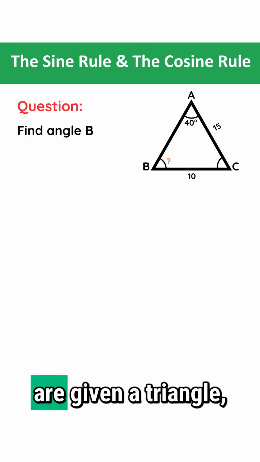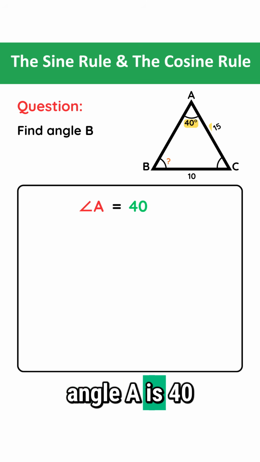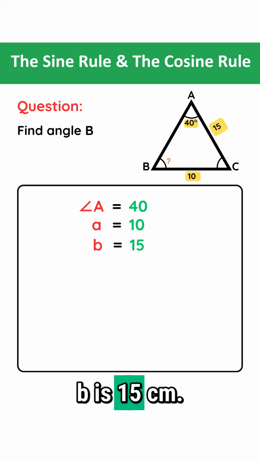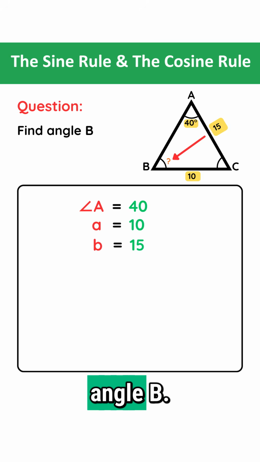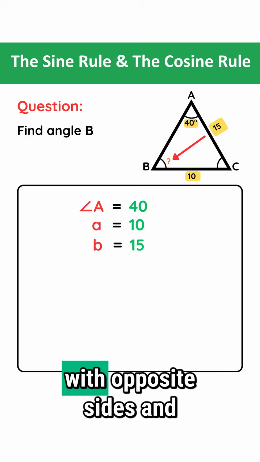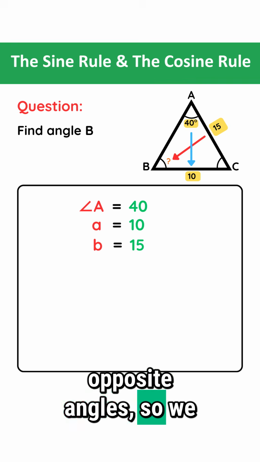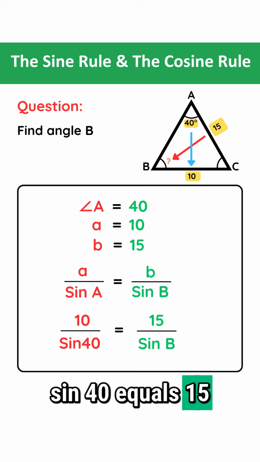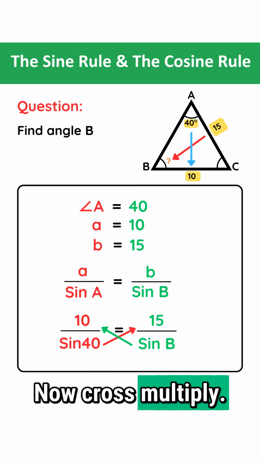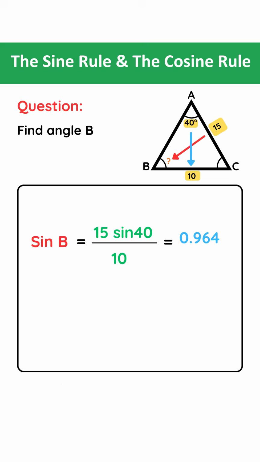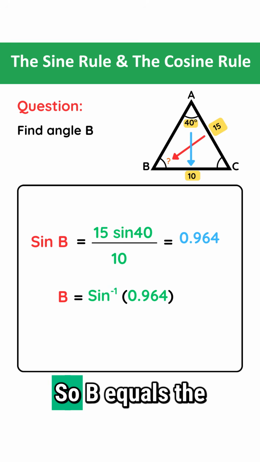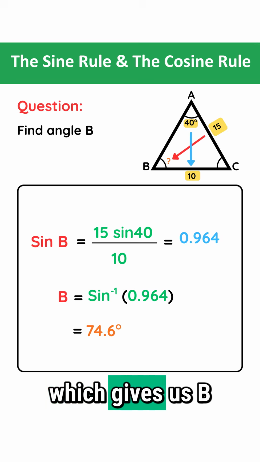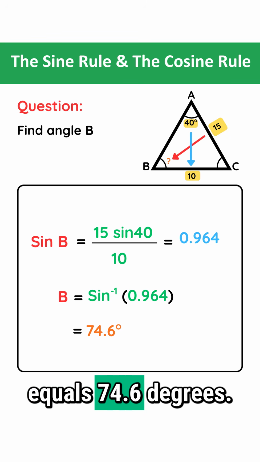In this question, we are given a triangle. Angle A is 40 degrees, side A is 10 cm and side B is 15 cm. We need to find angle B. Notice we are dealing with opposite sides and opposite angles, so we use the sine rule. We write 10 over sine 40 equals 15 over sine B. Now cross multiply. Gives sine B equals 0.964. So B equals the inverse sine of 0.964, which gives us B equals 74.6 degrees.